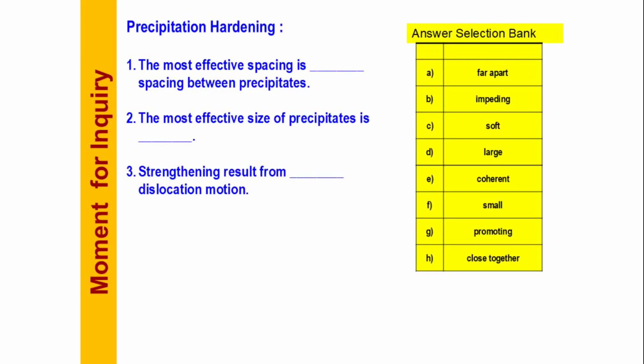Let's test your understanding of precipitation hardening. What is the most effective spacing between precipitates? What size of precipitates is most effective? How does strengthening result from dislocation motion? Here are the answers. The most effective spacing is close together, the most effective size is small, and strengthening results from impeding dislocation motion. Great job!